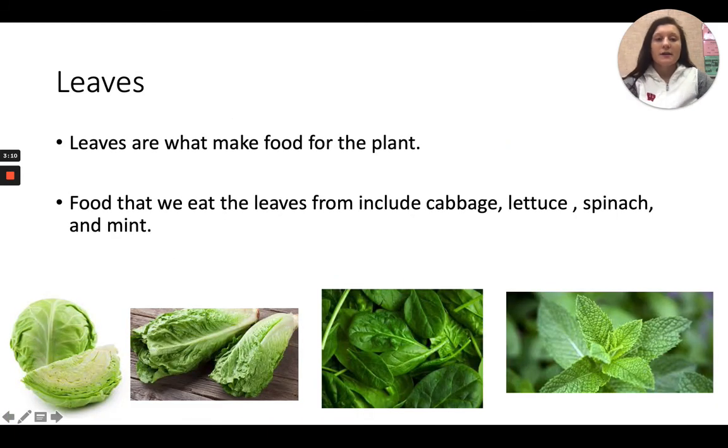All right, and lastly, we have leaves. Leaves are what make food for the plant. Foods that we eat the leaves from include cabbage, lettuce, spinach, and mint.